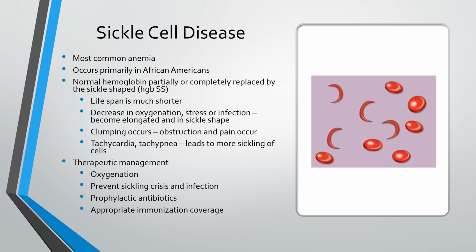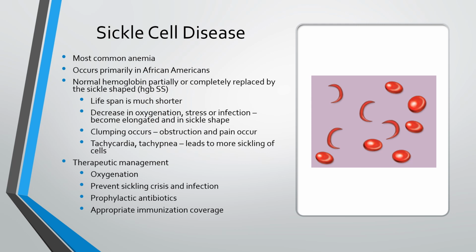There is a decrease in oxygenation, stress or infection, and again, those red blood cells can become elongated and sickle in shape. So if we give oxygen, that's going to help facilitate those cells moving through the bloodstream and preventing further sickling. A sickling crisis can lead to pain due to tissue hypoxia and necrosis. This pain can be seen usually in the abdomen, long bones, joints, really anywhere in the body if they're having that crisis. So clumping can occur. We'll talk about that in a second.